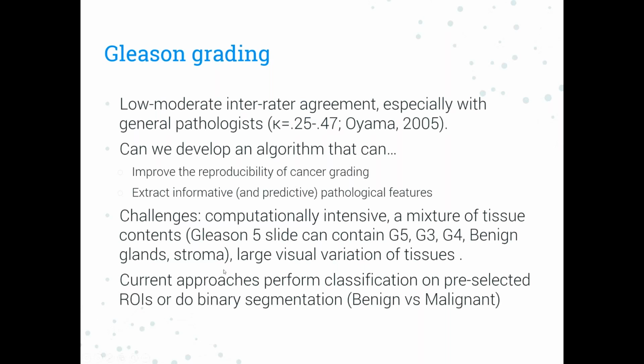Current approaches perform classification on pre-selected ROIs or do a binary segmentation. So they just look at benign versus malignant. They don't try to classify by Gleason type.